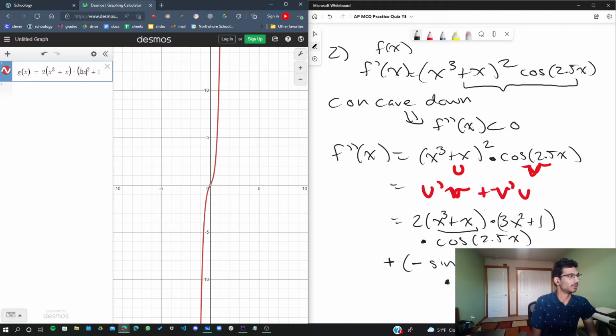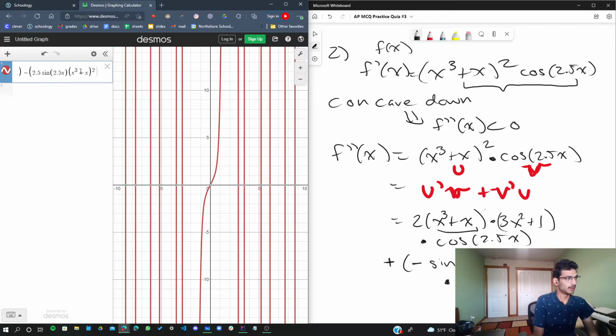Make sure you're putting parentheses in the right spots. I'm going to add that, or here it's going to be subtracting sine 2.5x. Oh yeah, I should have the 2.5. 2.5 multiplied by this function right here. So I'm just going to say x cubed plus x squared. There, there we go.